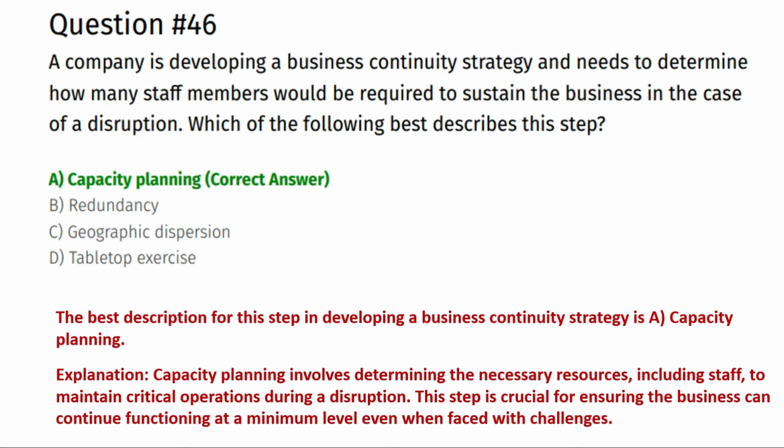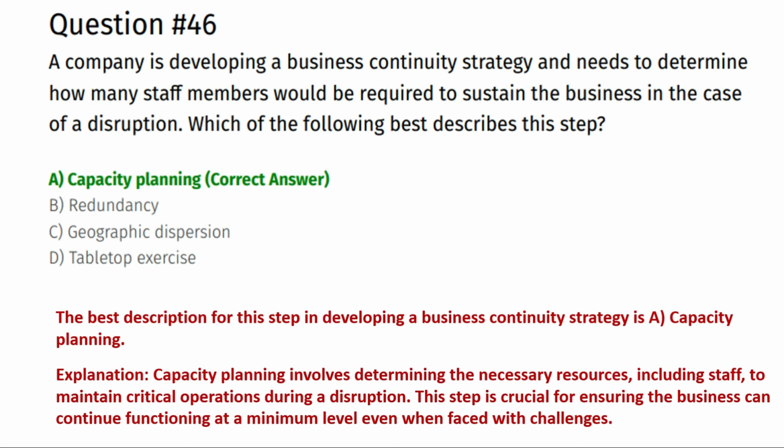Option C, geographic dispersion. Option D, tabletop exercise. And the correct answer for this question is option A, capacity planning. So let's check the explanation for this answer.